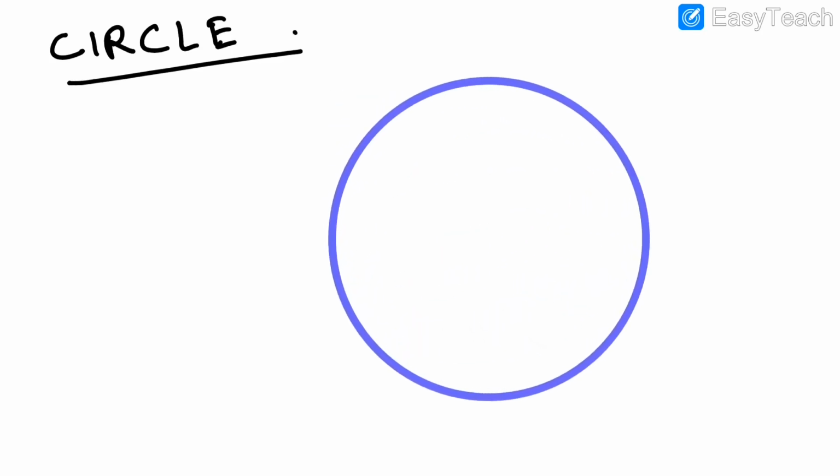So there are many theorems for circles. Like, you already know what is a circle, right? So let me start by drawing a circle. So this thing is called a circle. Now you might already know that it has one thing. This is its center, correct?